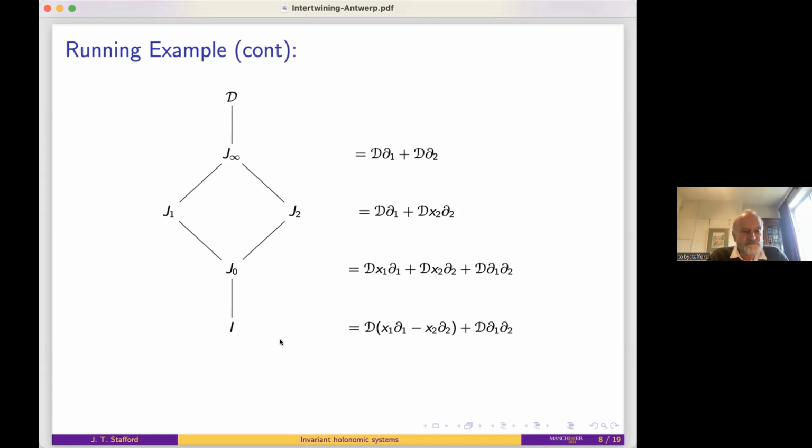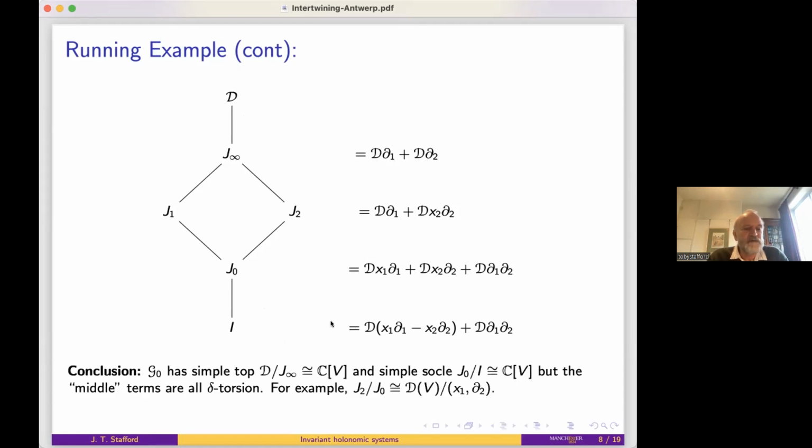So if we look at the factors, first of all, the top factor, D mod J infinity, that's just the canonical way of writing the coordinate ring of V. That's just the canonical module for the ring of differential operators. And that appears again at the bottom. So if you think of J naught mod I, generated, for example, by x1 partial 1, that element is killed by partial 2. So there's because of this element. But also in the factor, x1 partial 1 is the same as x2 partial 2, and that's killed by partial 1. So again, this factor is going to be isomorphic to C[V], isomorphic to the top.